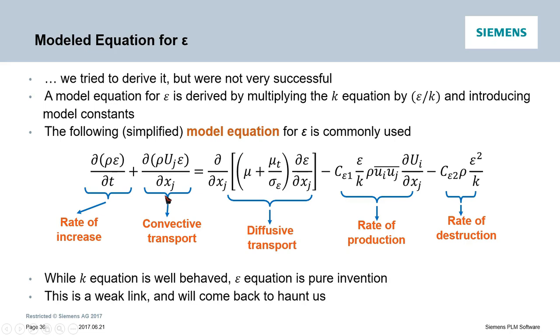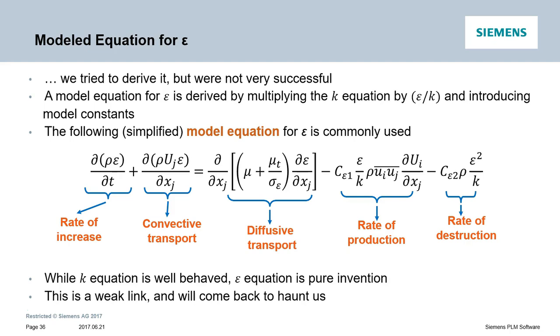When we do that, we get most terms identical to the k equation divided by the time scale k over epsilon. The implicit assumption is that the rate of production and destruction of dissipation are closely linked to the production and dissipation of TKE. And a similar gradient diffusion approximation is made for this diffusive transport. Now, the k equation is rigorously derived and is more physical and well behaved, while the dissipation equation is a model equation and pure invention. So this is a weak link which will come back to haunt us.